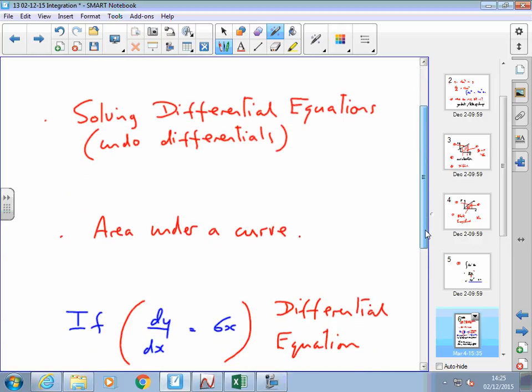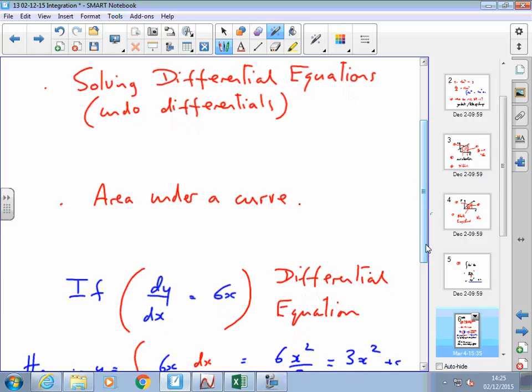And the other reason why we do it is to find the area underneath the curve, which is what we're going to focus on today. Not particularly focusing on what the value is, what is that area, but what's the formula and what does it tell us.